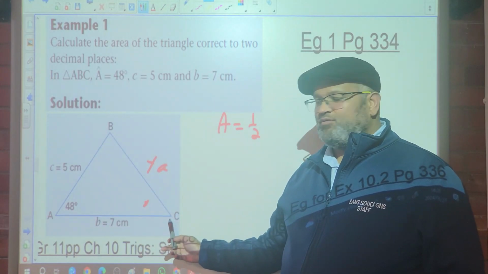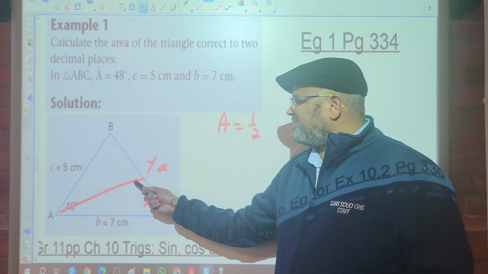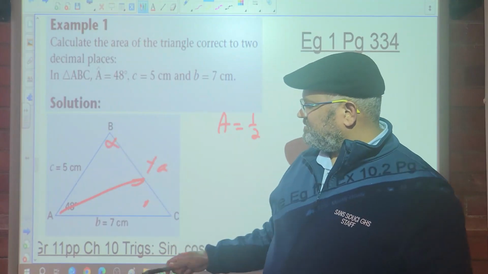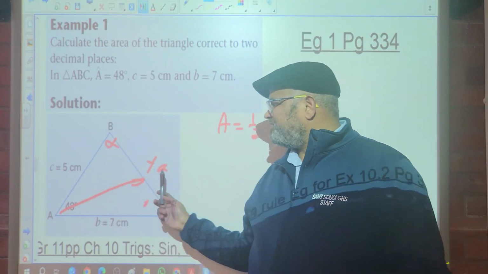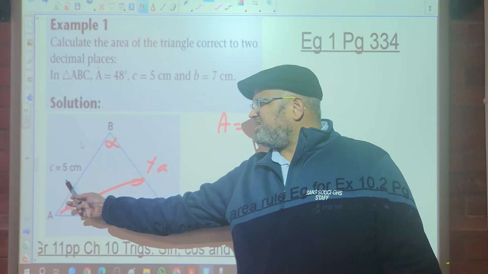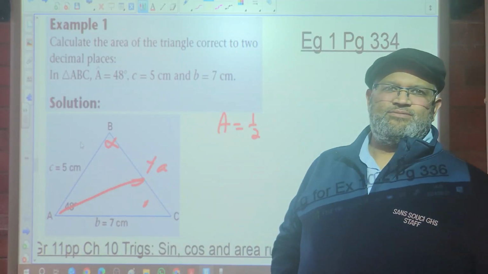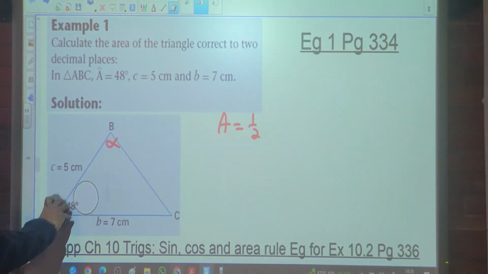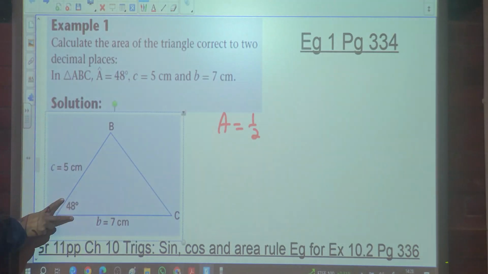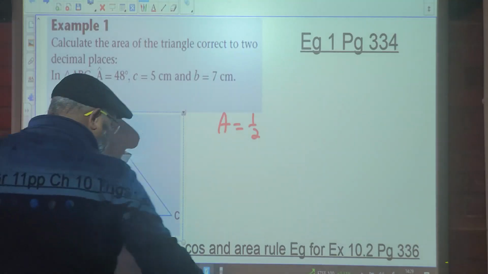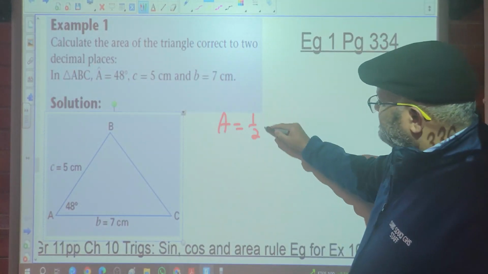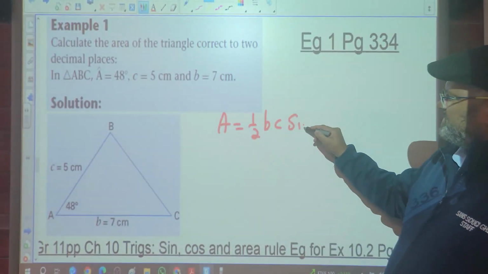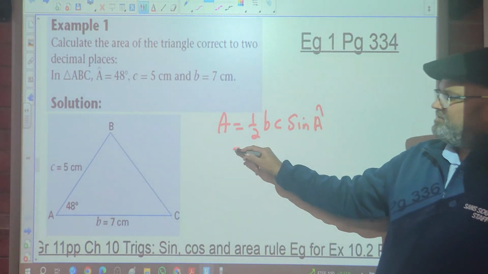Why is this a? That's lowercase a because that's opposite vertex A. If you had this angle here, what would it be? Half of AC sine B. You see? So do we have two lengths and an included angle? Yes. So it will simply be a half BC sine A. So it will be a half.